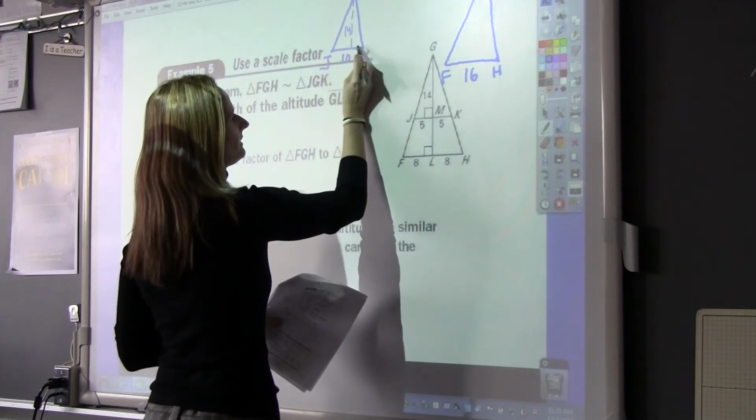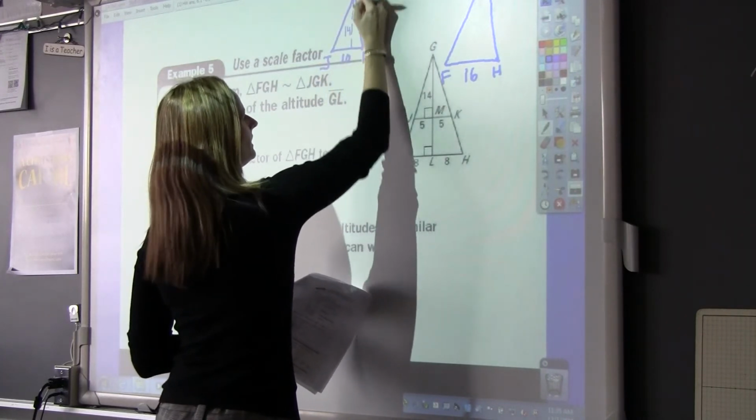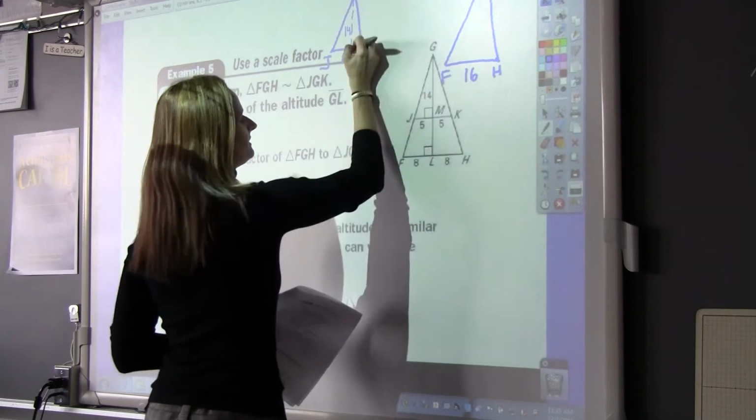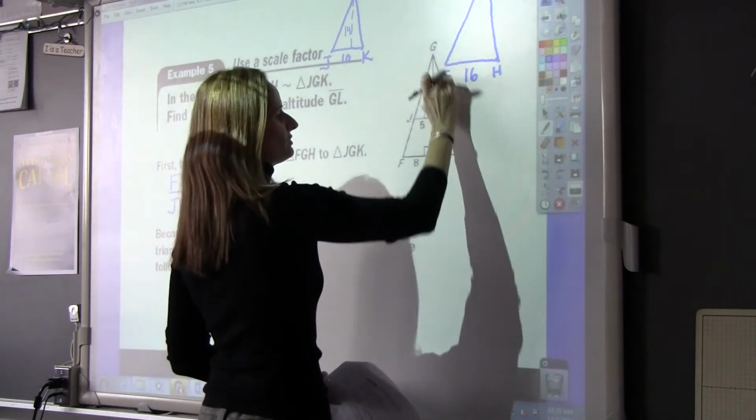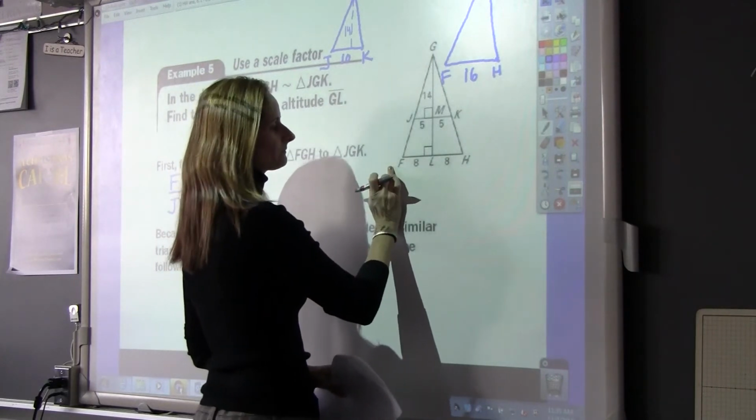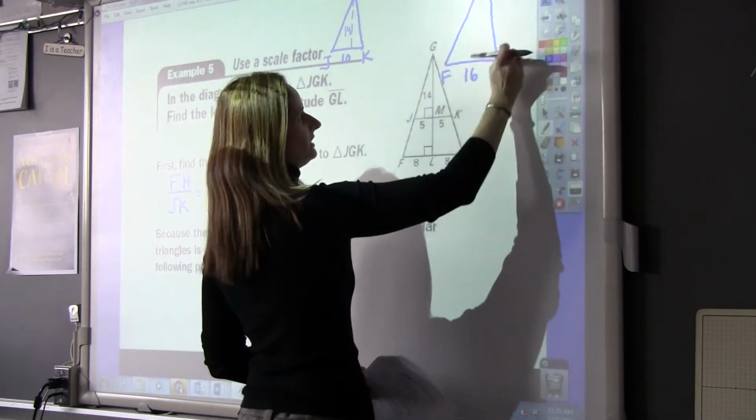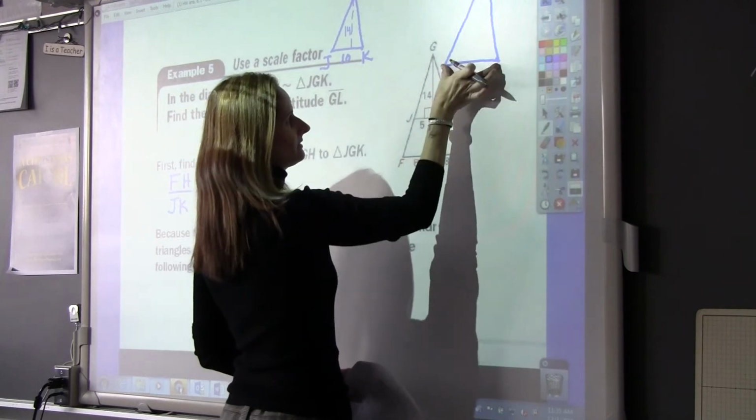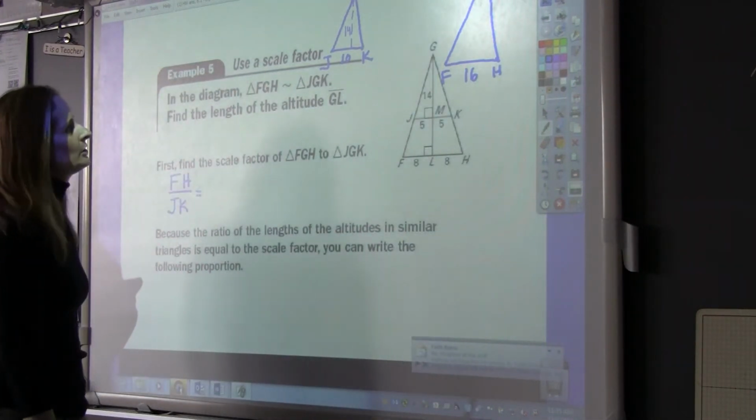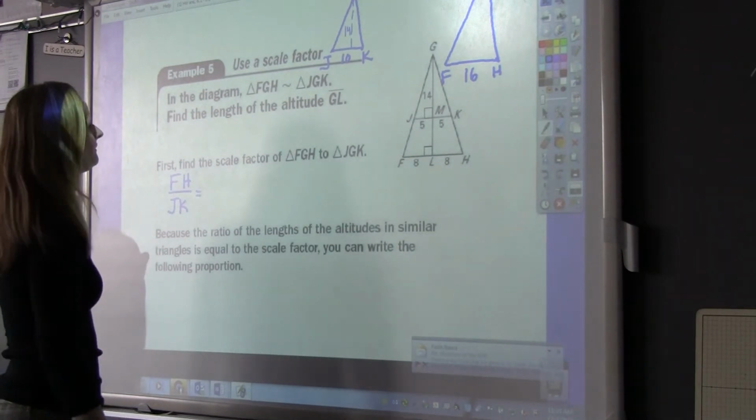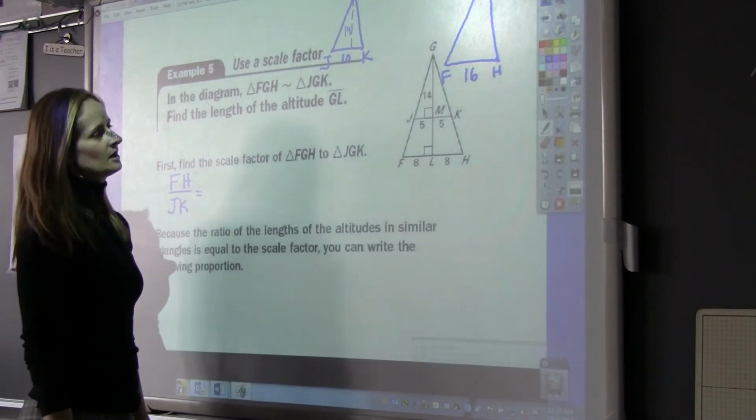So here's J, K, and G. The height of the triangle there is 14, and this length is 10. And then I redrew the big triangle separately. F, there's H, and there's G. This length is 16, and we don't know this height. Okay. So those 2 triangles are similar. Find the length of the altitude of GL.